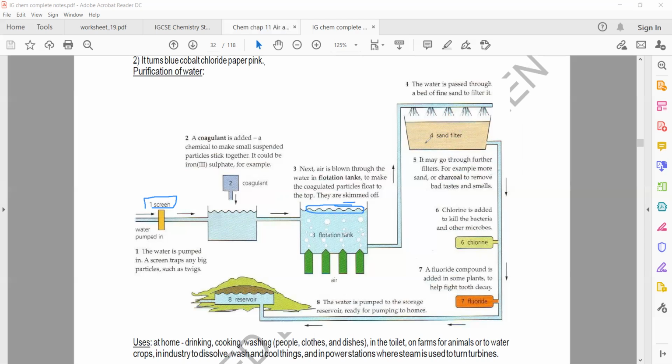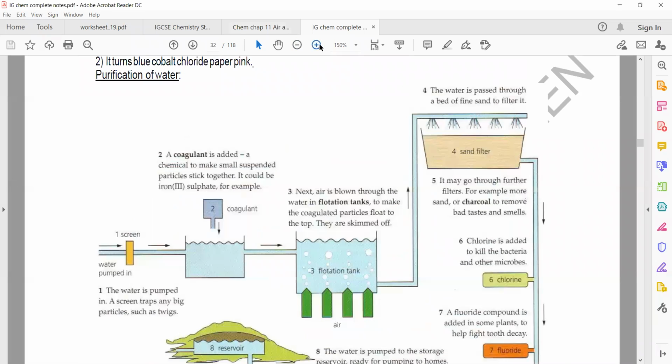Then we carry out another filtration, but this time the filtration is through sand, with different sizes of sand particles. Then charcoal is used to remove any taste or smell in the water. Then chlorination is done. The purpose of chlorination is to kill bacteria or other microbes. Fluoride compounds are added to reduce tooth decay. And then water is pumped into storage reservoirs, ready for pumping to homes.